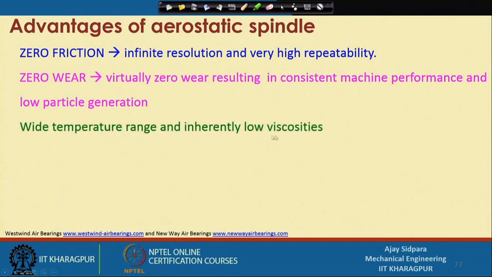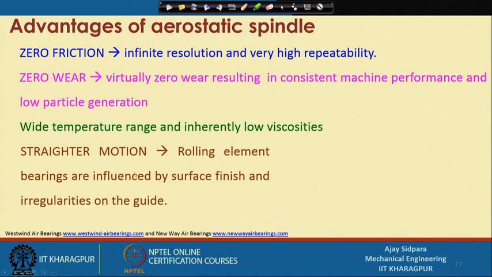Wide temperature range and inherent low viscosity. That is because air has a very low viscosity. Even if you consider the hydrostatic bearing, the viscosity depends on which type of oil or which type of liquid you are using, but here that is not the issue. So, temperature is a very wide range.